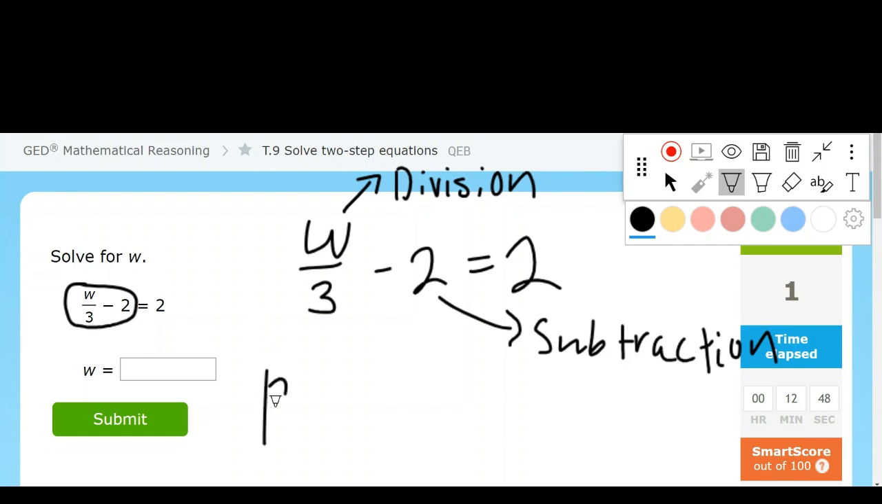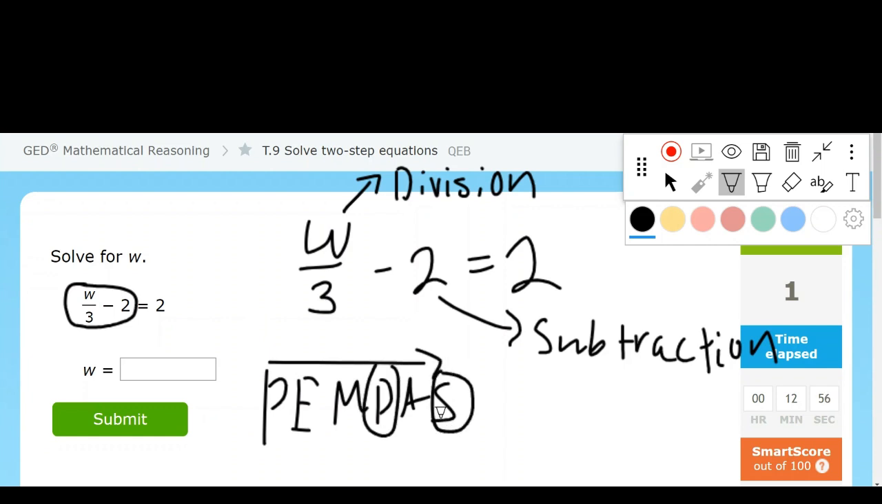If you remember PEMDAS, again, just going to quickly write that on the side. We would normally do division first and then subtraction. But again, when we're solving for variables in an equation, we want to go in the reverse order. That means we have to deal with the subtraction first. Well, we're subtracting by 2 here. Well, what's the opposite of subtracting by 2? Well, it's adding 2. So we're going to add 2 to both sides of the equation.